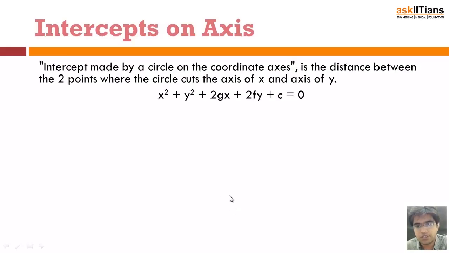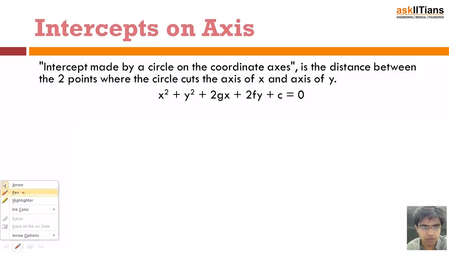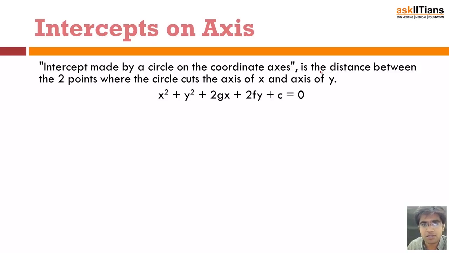Now we'll come to the next concept, that is intercept on x-axis. What do we mean by intercept? As we all know, intercept is a length that has been cut out, or a portion of a length. So suppose that we have a general equation again, and we have our coordinate axes. What our circle is doing is cutting the x-axis and y-axis at 2 points. The distance between those 2 points is called intercept.